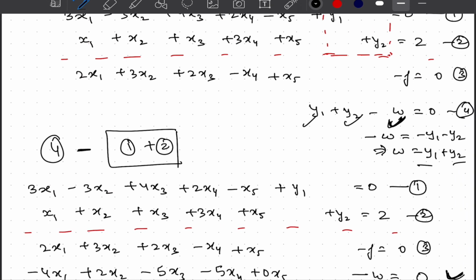Now in addition to the objective function that we are already given, which is the minimization of 2x1 plus 3x2 plus 2x3 minus x4 plus x5, we also have introduced another objective function.